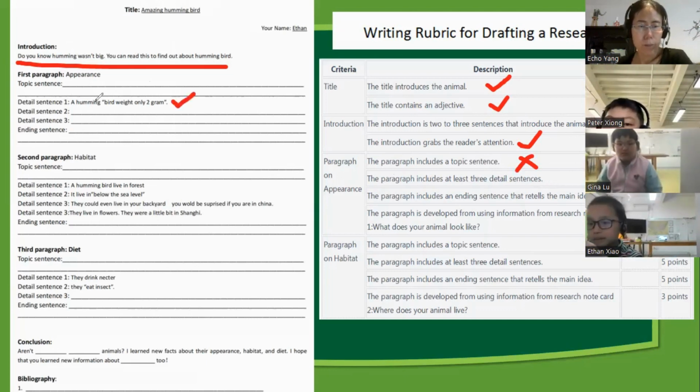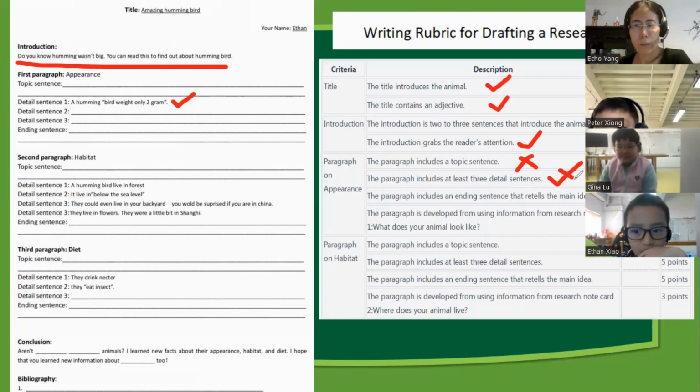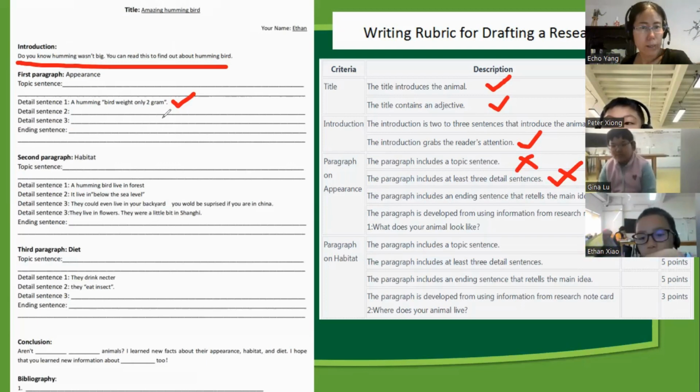Let me see. A hummingbird weighs only 2 grams, right? Yeah. And we need to include at least 3. So it does not exactly meet the requirements. And now we look at the ending sentence. Does your paragraph about appearance include an ending sentence? Yes or no? The paragraph about appearance.